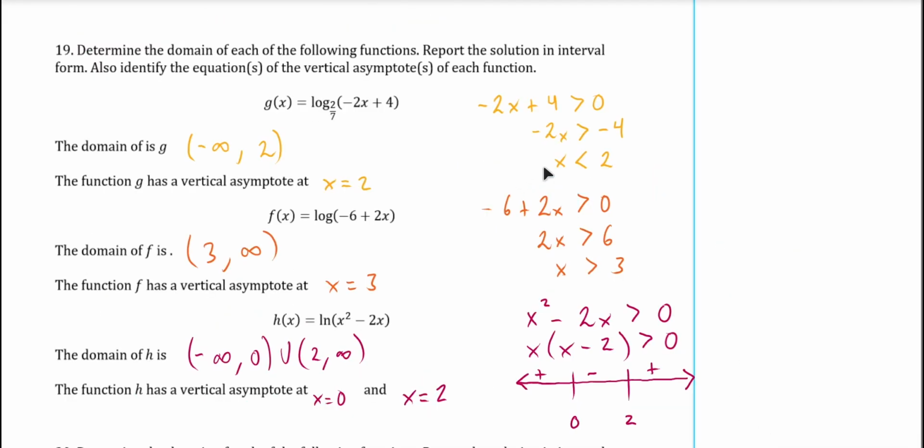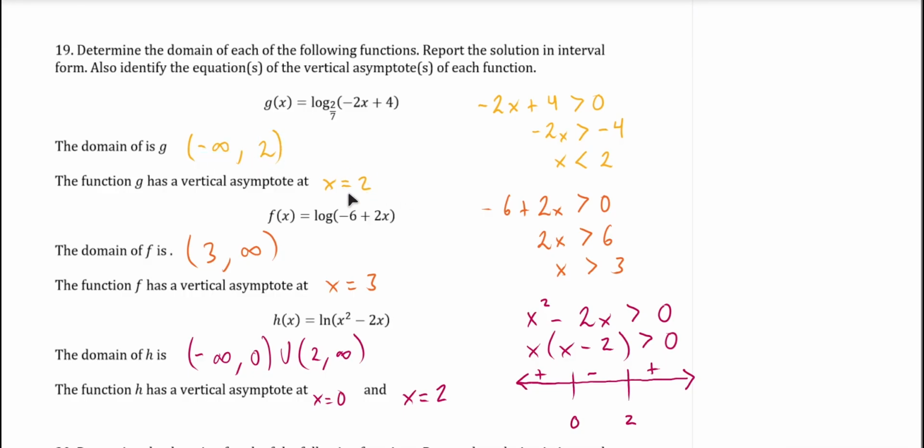The next questions ask us domain questions about a variety of logarithms. It doesn't matter what the base is. The only thing that matters is that we keep the argument positive. And that means solving these inequalities. Remember, all your rules about inequalities still follow. If you divide by a negative or multiply by a negative, you have to flip the direction of that inequality. And that does flip this domain so that we're going from negative infinity up to 2 in this case.